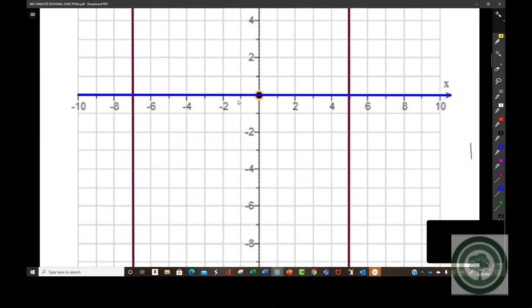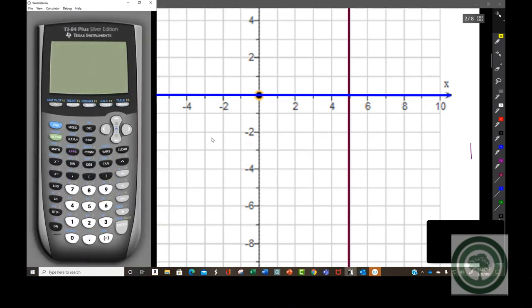It so happens that negative 1 over 35, let's put it in the calculator, just for curiosity's sake. Negative 1 divided by 35. All right, it's about negative 0.03. It's almost zero, but just a little bit below. Not really measurably below, but below. The y-intercept is not y equals zero.